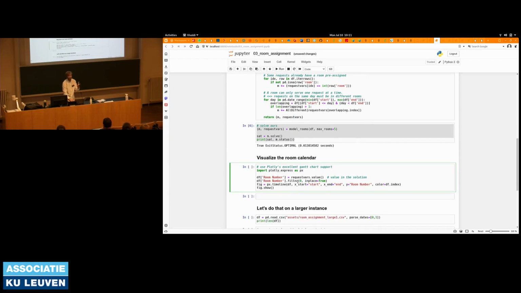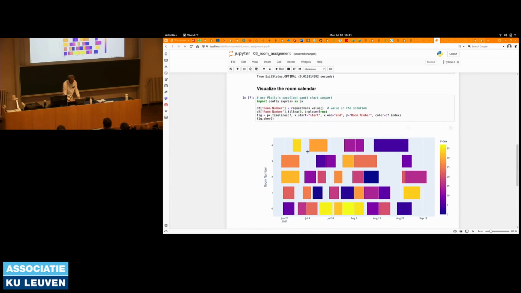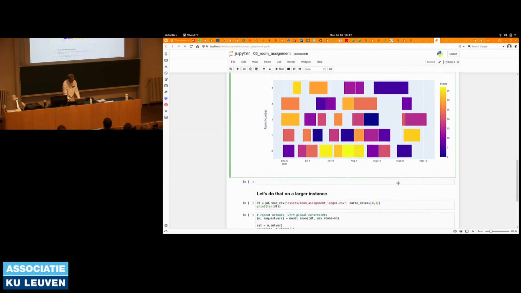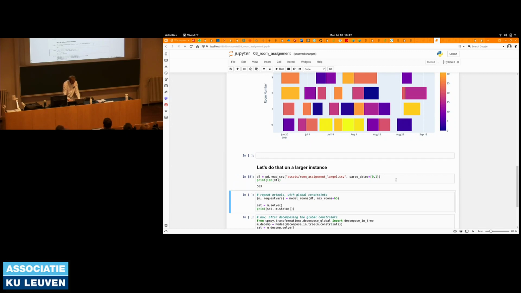And because CPMPy is in Python, that means you can use some nice visualizations. In this case, we use Plotly Express, and then we have this nice little planning. We show that in room 4, there will be this request, and then this request, and then this request, and so forth, and so forth. Okay, so that was a toy example.